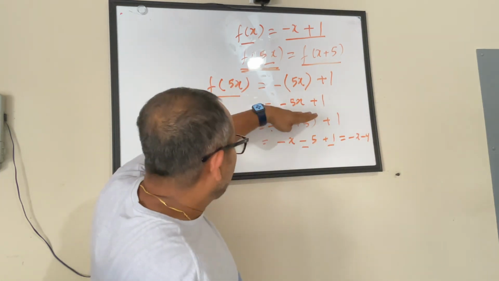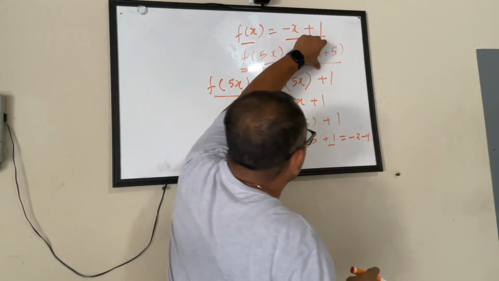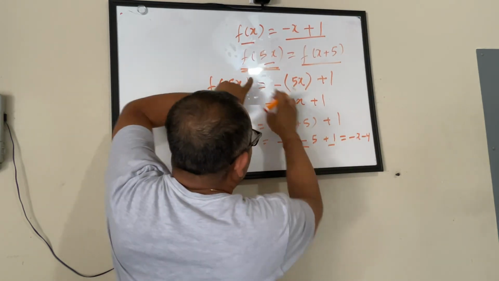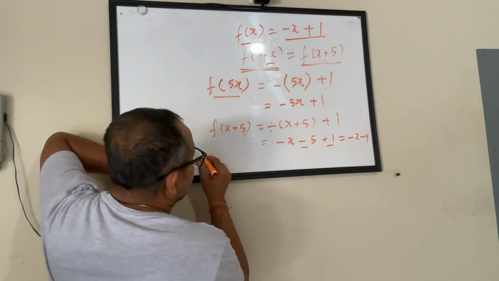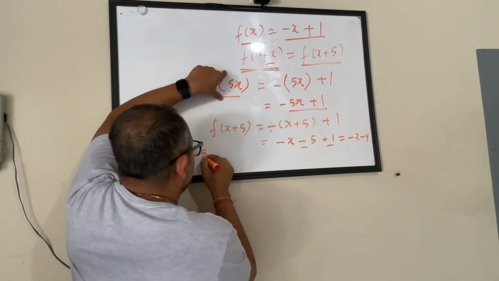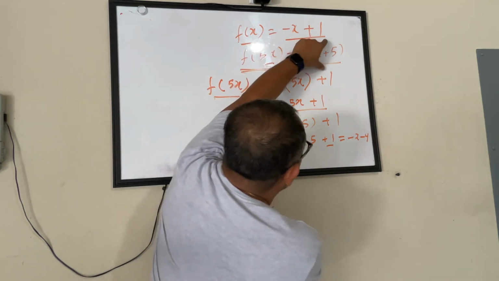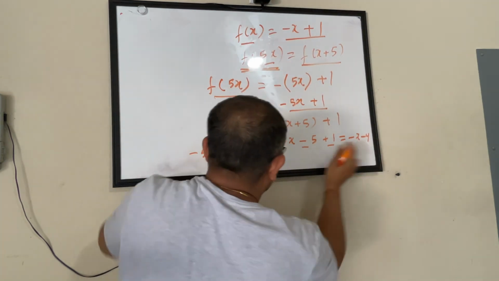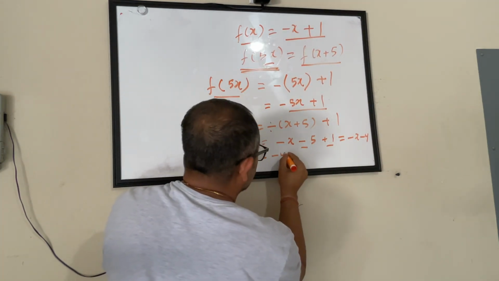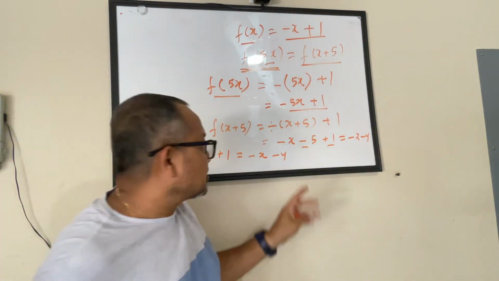Now, I have got this value for this guy here, and I have got value for this guy also here. I just have to make them equal. So, what I will do? Function of 5x is what? Minus 5x plus 1. Minus 5x plus 1 equals function of x plus 5, which is this one. So, minus x minus 4. Okay? And this is what we have to solve it for.